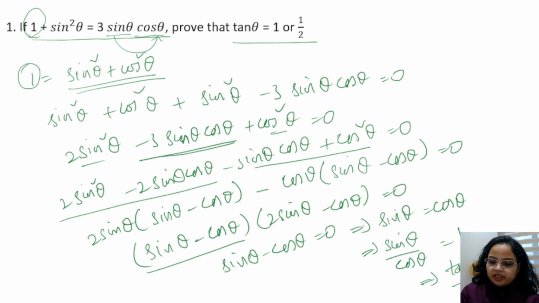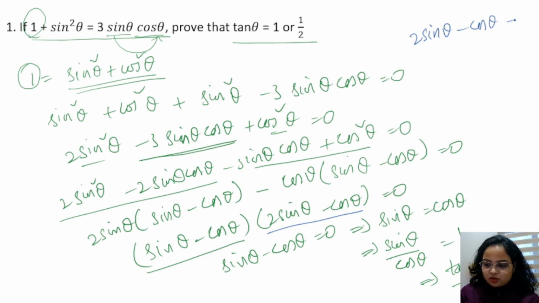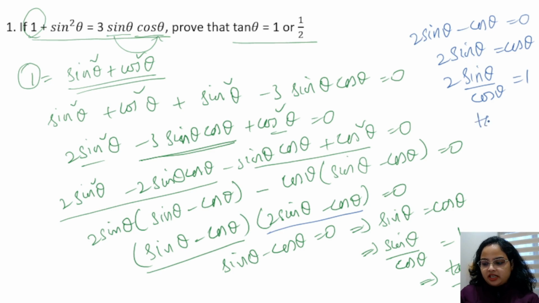Okay. Now we will take the next term equal to 0. We will take 2 sin theta minus cos theta is equal to 0. So 2 sin theta is equal to cos theta. So 2 sin theta divided by cos theta is equal to 1. So sin theta by cos theta is tan theta. So tan theta is equal to 1 by 2. So here we got tan theta is equal to 1 and tan theta is equal to 1 by 2.